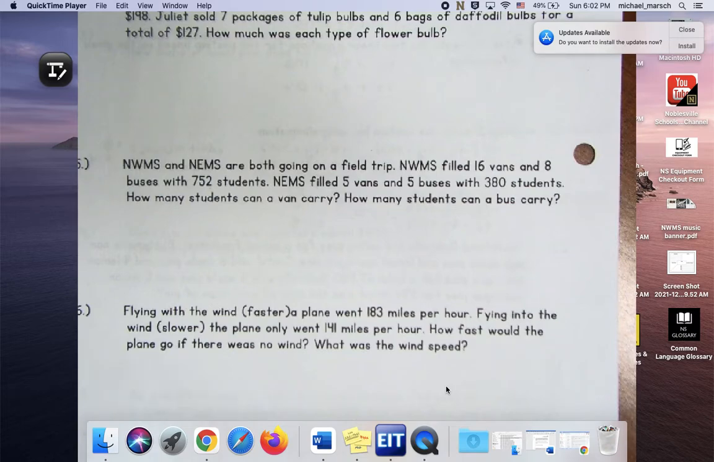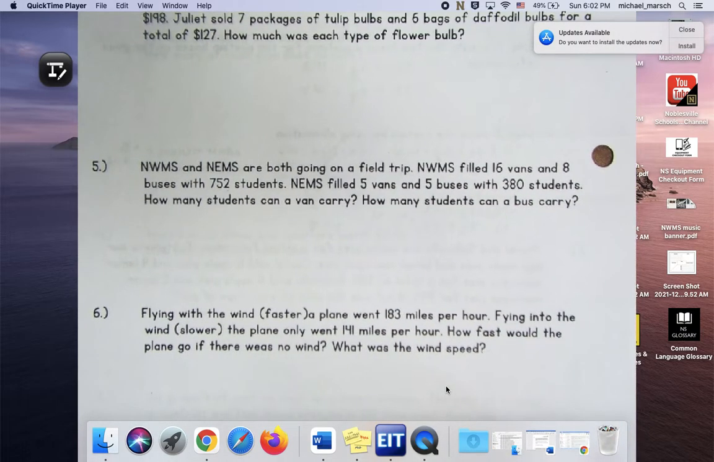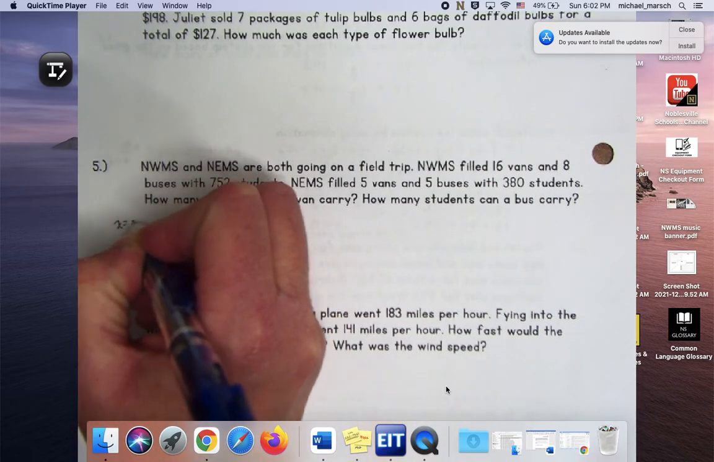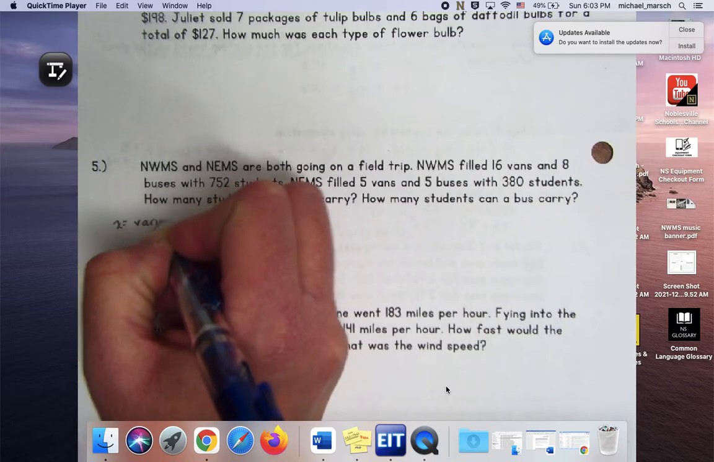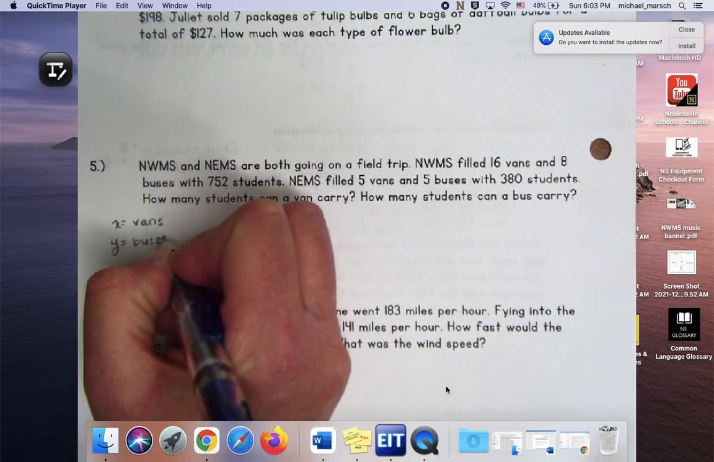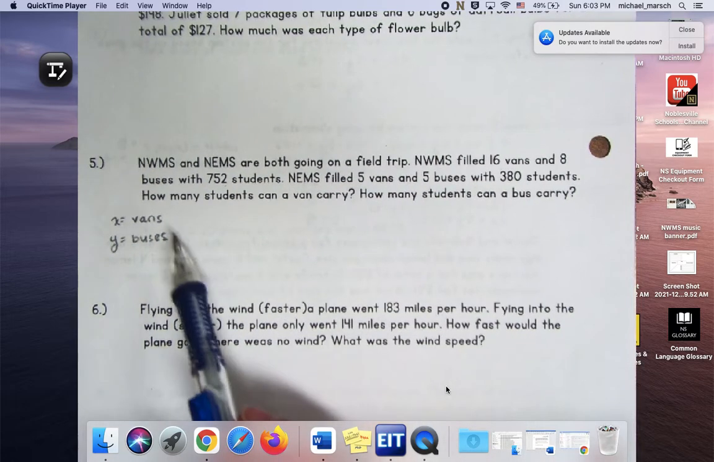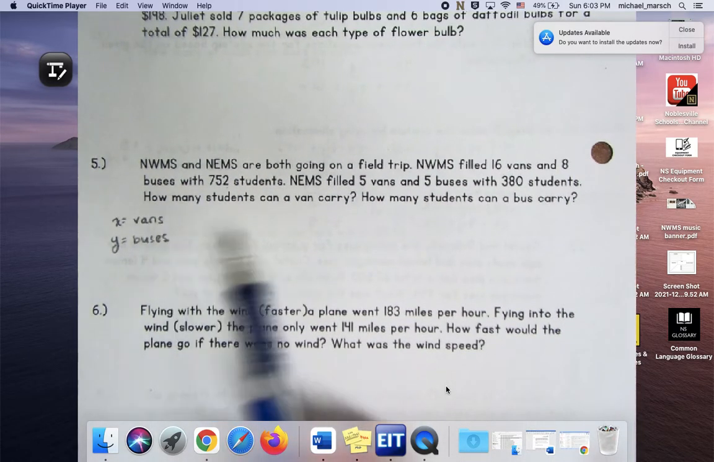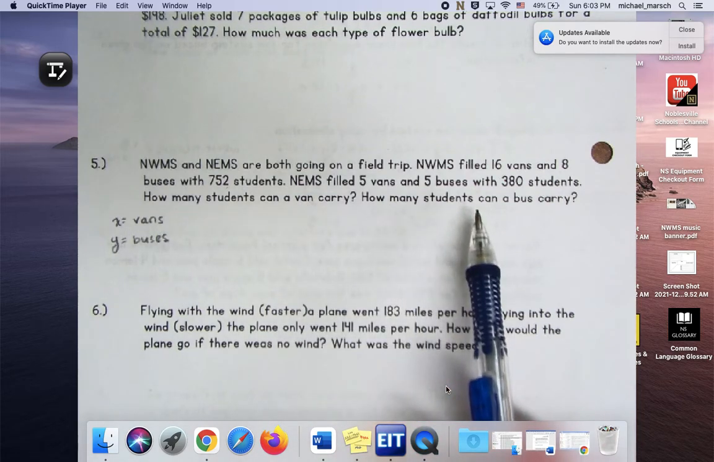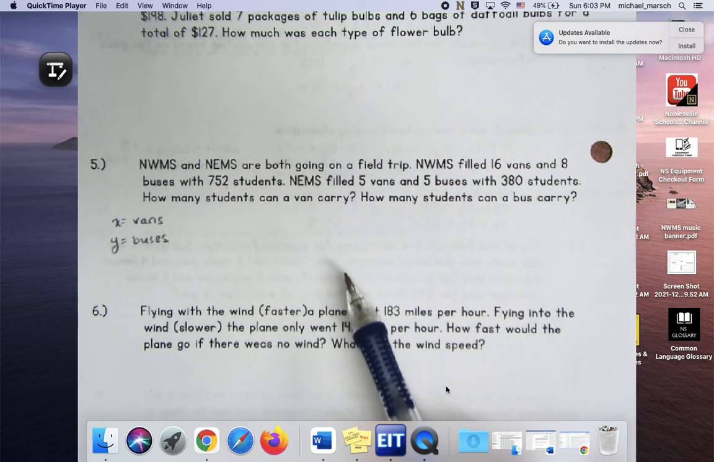Okay, so we're going to identify our variables, right? We're not going to need as much room as we had on the first one. I only did that so you could see the steps. So I'm going to make x equal vans and y equal buses. Okay, so I have my variables identified because we want to know how many students can a van carry, how many students can a bus carry, right?